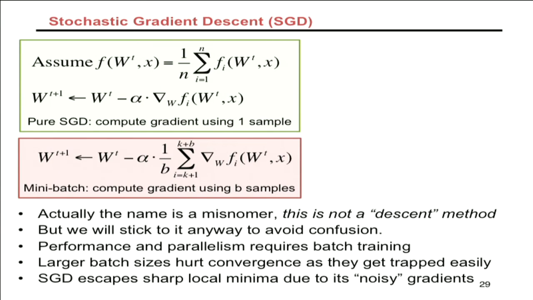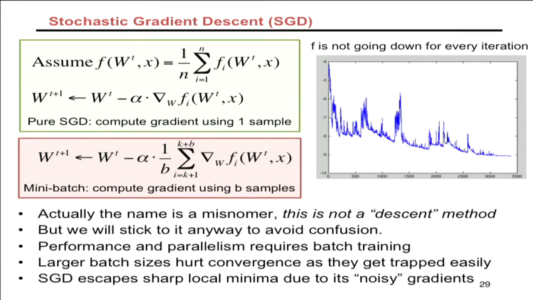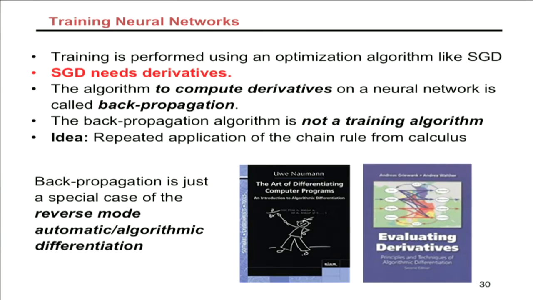Important points. This is not a descent method. So the real optimization people will complain. But I think the debate is unfortunately settled in a non-academic way by popularity contest. Everyone understands SGD, so we'll stick to it. What I just said, performance and parallelism requires batch training, and larger batch sizes can hurt convergence for the same argument that I said for gradient descent. Because the gradients are not perfect, they allow you to get out of local minima. And this is why it's not a descent method, because you're not using the correct gradient. You're just using the gradient by looking at one example only. You might sometimes increase your error. But overall, you're going down. That's why it's not a descent method. Again, it's just a name. It doesn't matter. You can call it a descent method. Overall, it goes down.